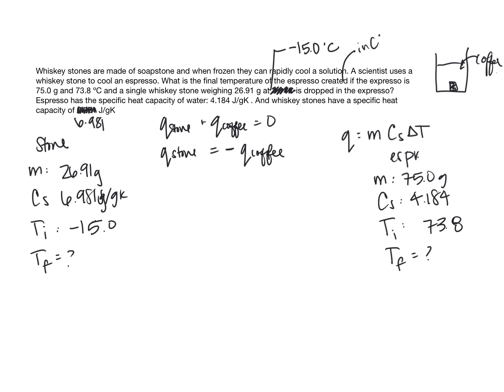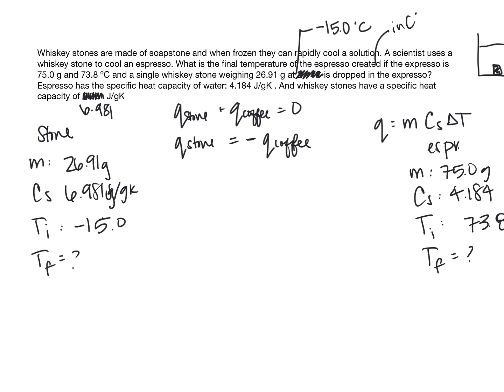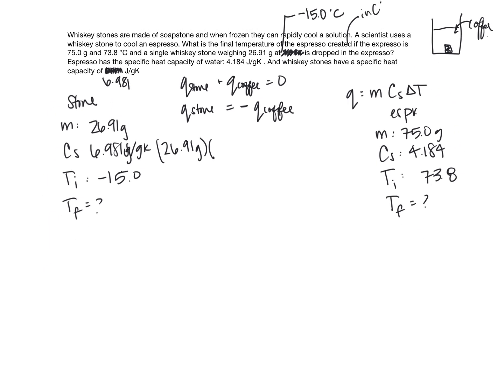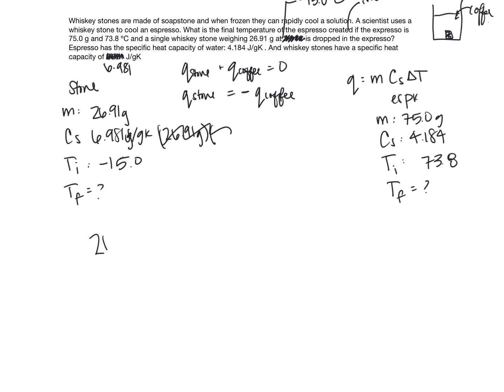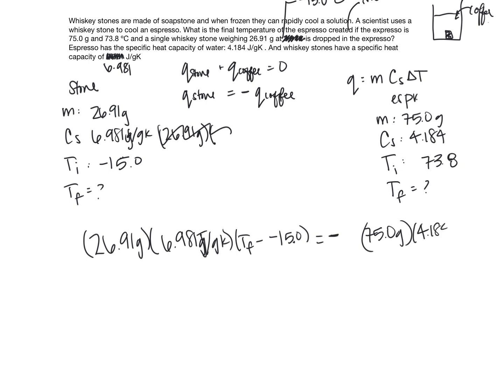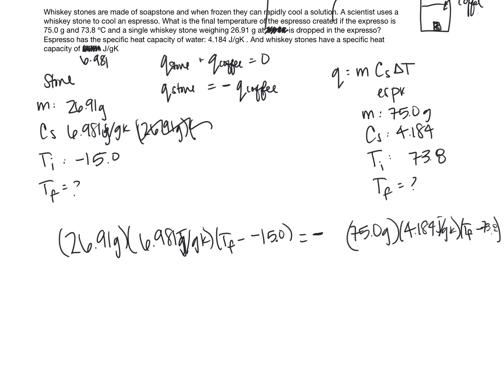So now we can set these two equations equal to each other, where we have 26.91 grams multiplied by 6.981 joules per gram Kelvin times Tf minus negative 15.0. That equals negative 75.0 grams, 4.184 joules per gram Kelvin, and Tf minus 73.8. Sorry, it gets a little tight on the side.